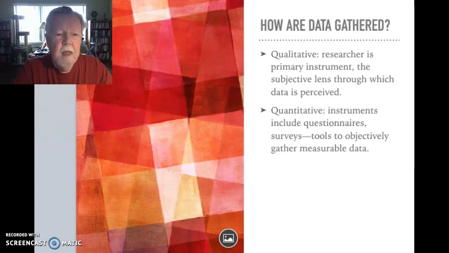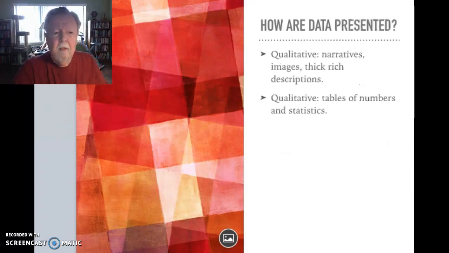Quantitative research, on the other hand, makes use of tools such as questionnaires or surveys, measurements, and other equipment which is used to collect numerical or measurable data. The presentation of data in qualitative research is in the form of words taken from interviews or images or videos. In other words, when you write up or present your qualitative research, you're giving the reader or the viewer pictures or words or objects such as artifacts.